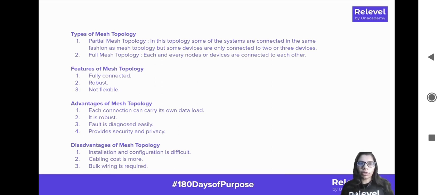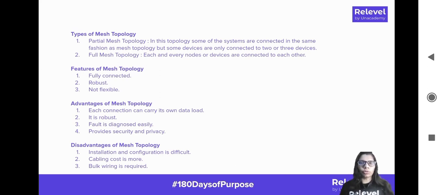Now let's talk about its advantages and disadvantages. Its best advantage is that it is robust. Even if any of the nodes fails, we can still depend upon the rest of the n-1 nodes. Here each connection can carry its own load. Faults can be diagnosed easily because all the nodes are connected with each other. It provides you security as well as privacy. Here the data is reliable because data is transferred among the devices through dedicated channels or links.